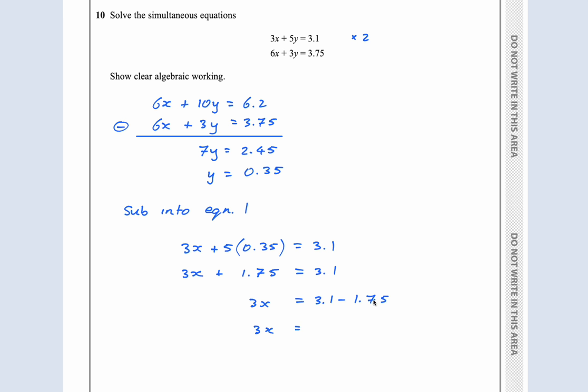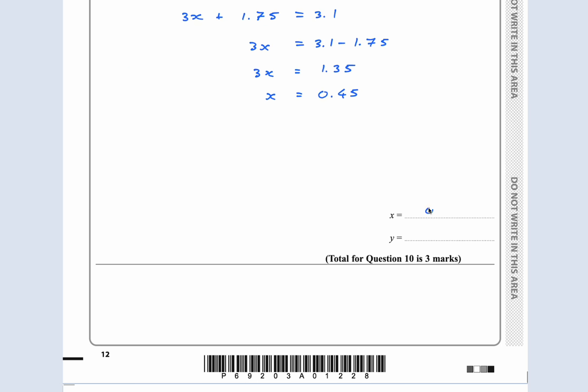which is 1.35, and then x is going to equal 0.45. So x is 0.45, y is 0.35.